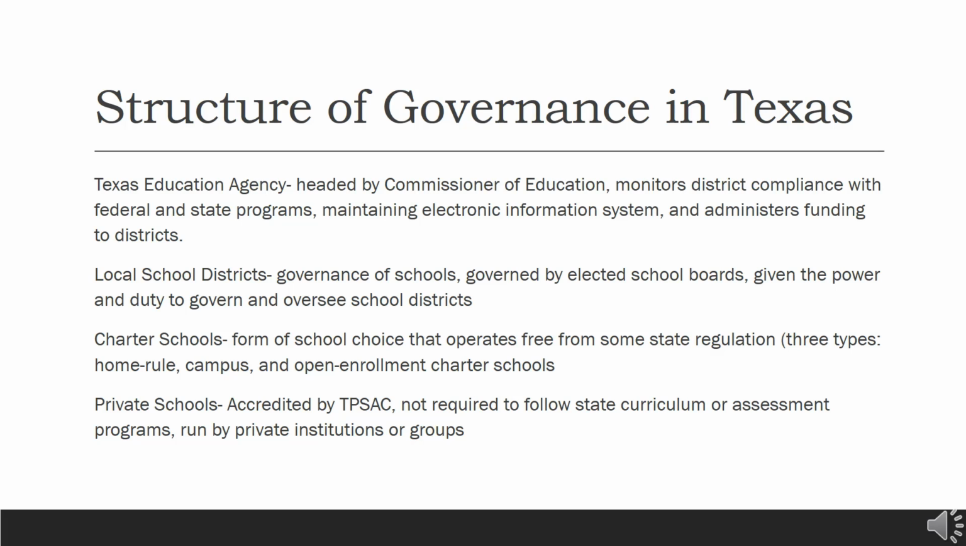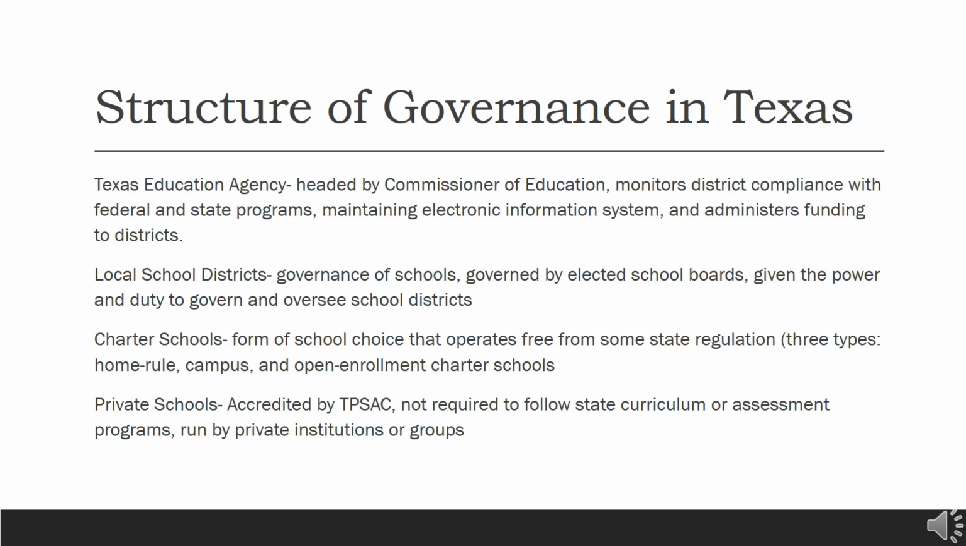TEA, or the Texas Education Agency, is headed by a Commissioner of Education. The agency's job is to monitor district compliance with federal and state law and programs, along with maintaining electronic information systems and administering all funds to districts. Even federal funds funnel from TEA to districts, usually either in grants or direct payments.